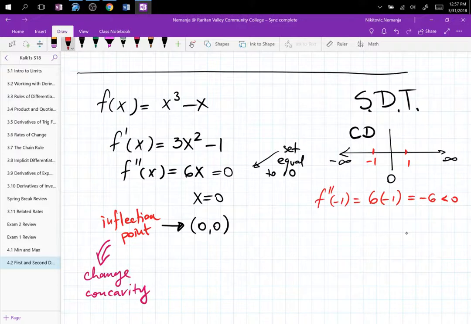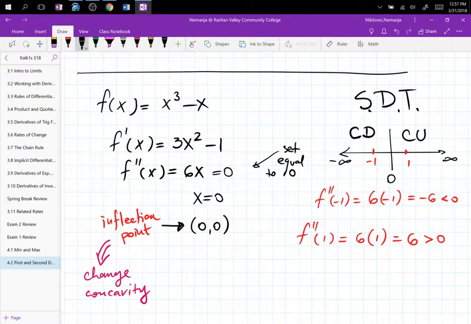Now we calculate the second derivative at 1, which is 6 times 1, which gives us 6, larger than 0, concave up. So it's concave up.